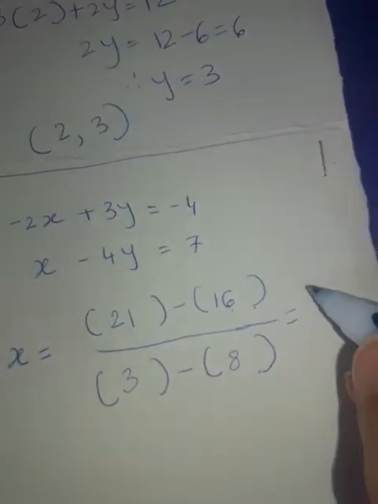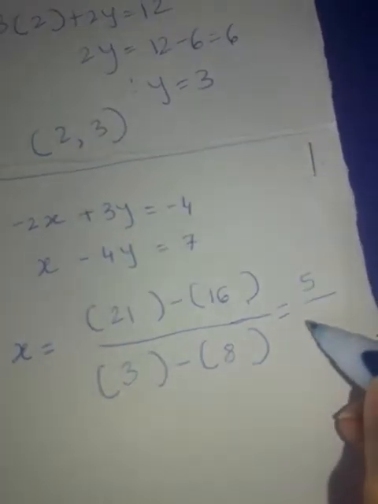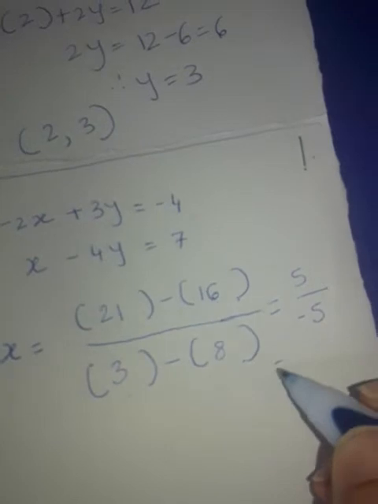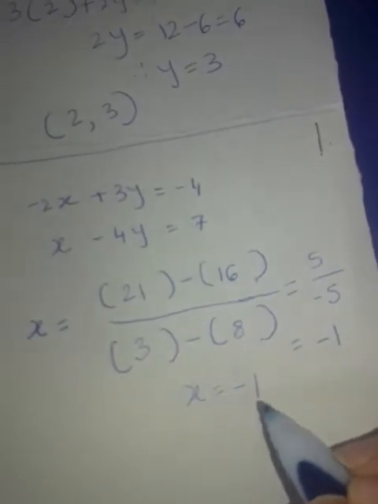21 minus 16 is 5. 3 minus 8 is minus 5. 5 upon minus 5 is minus 1. So x is equal to minus 1.